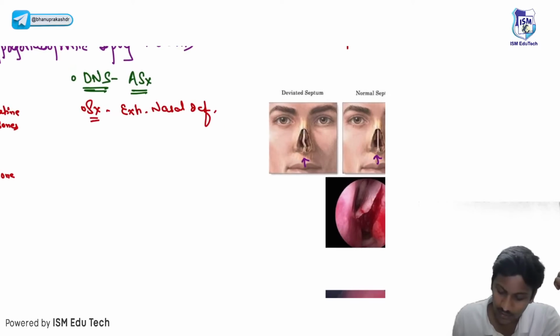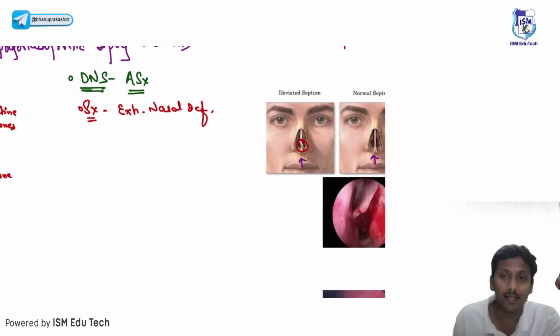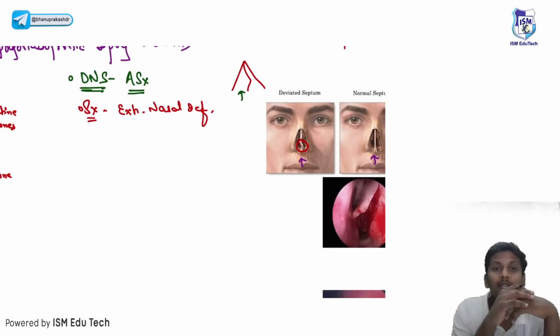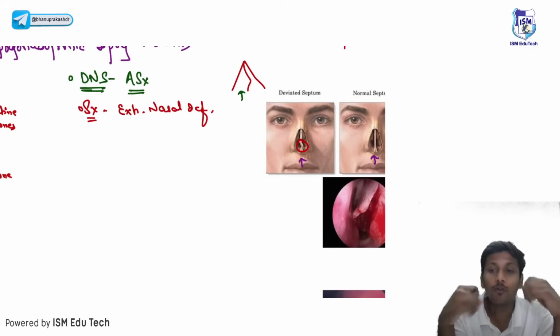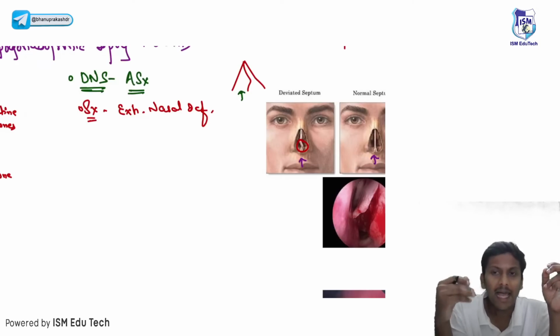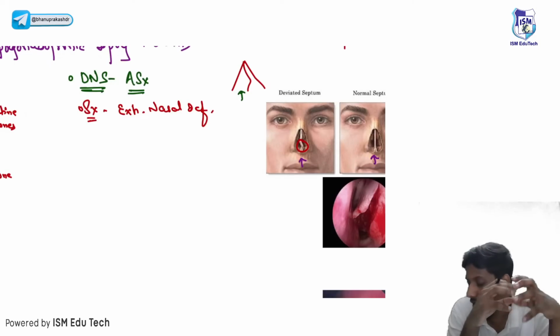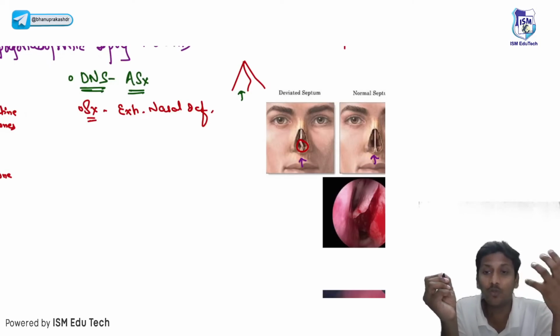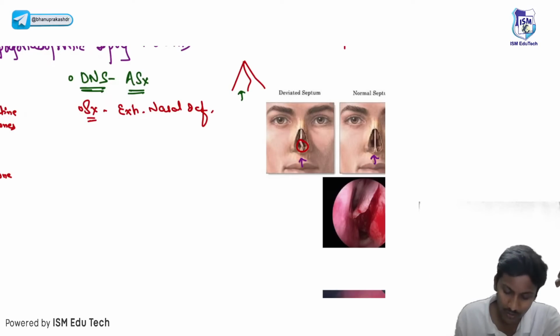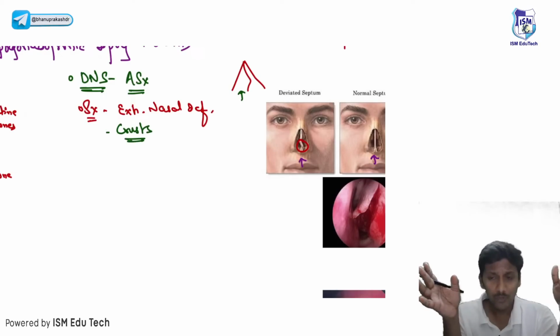Next, definitely this deviated part, as you can see, if I draw this and this is my deviated nasal septum, this part is wide and roomy, and therefore more air will go inside this roomy nasal cavity and it will dry up all the mucus. In this roomy nasal cavity, you will see a lot of dried up mucus, and that dried up mucus is what is called crusts. So there will be a lot of crusts, usually on the patent or wider side.